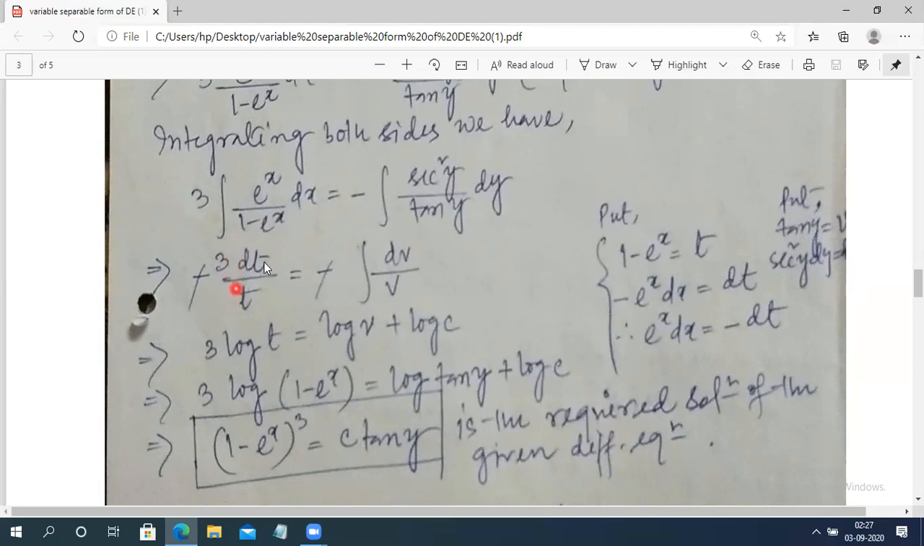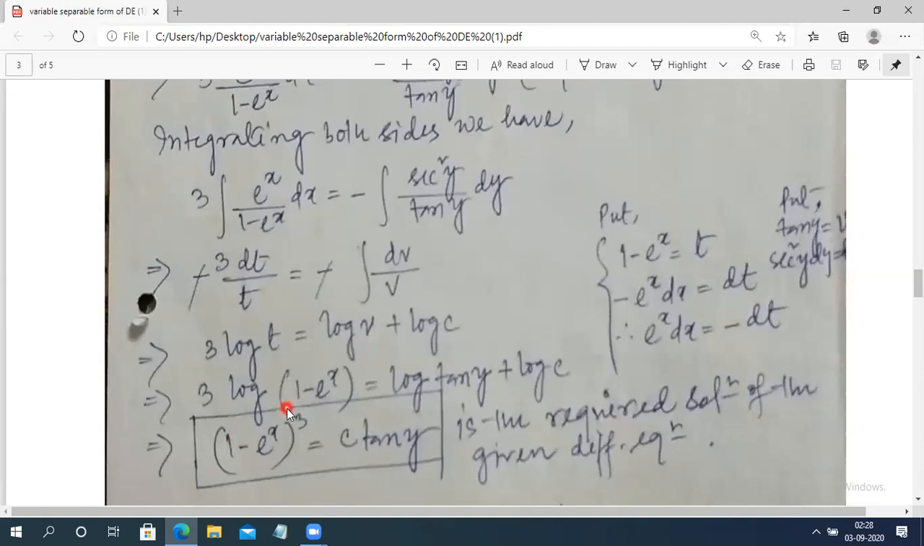Now when we integrate 1 by t with respect to dt, we'll get log of t, and when we integrate 1 by v with respect to dv, we will get log of v, and we will take the constant as log of c. Now this 3 can be written in the form of power by using the property of logarithm. So we will have 1 minus e to the power x, this will become a cube, and this is equal to, this is a positive sign, so we'll write these two terms in multiplication form, that is c tan y.